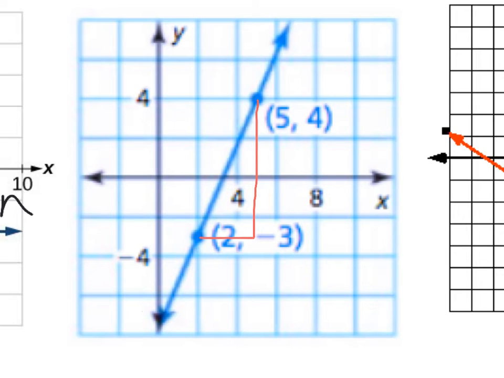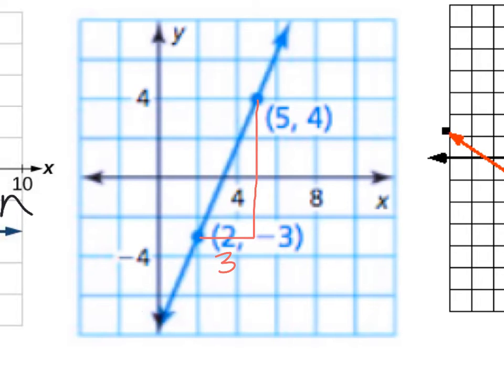You can't just count the squares because if you notice, these squares are going by 2s. So look at the actual numbers. From left to right, it goes from 2 to 5. So what is the horizontal change? 3. From 2 to 5, 5 minus 2 is 3. So that would be 3 because it's 1.5 squares.